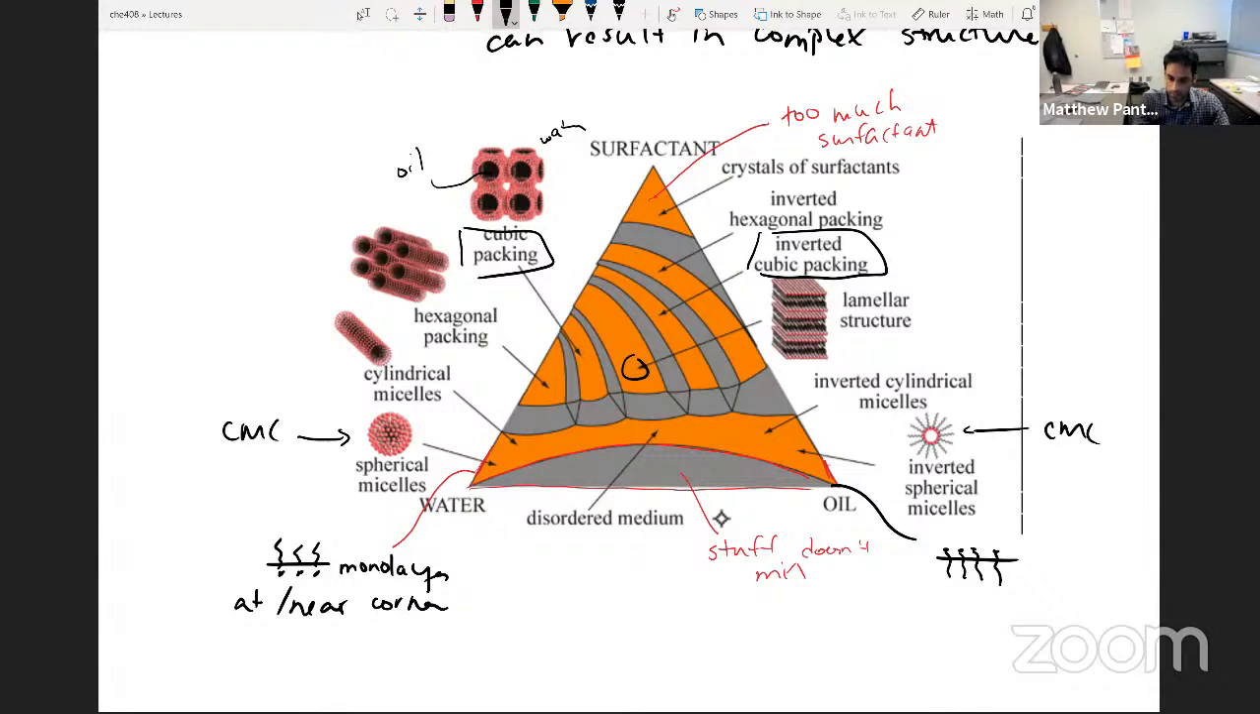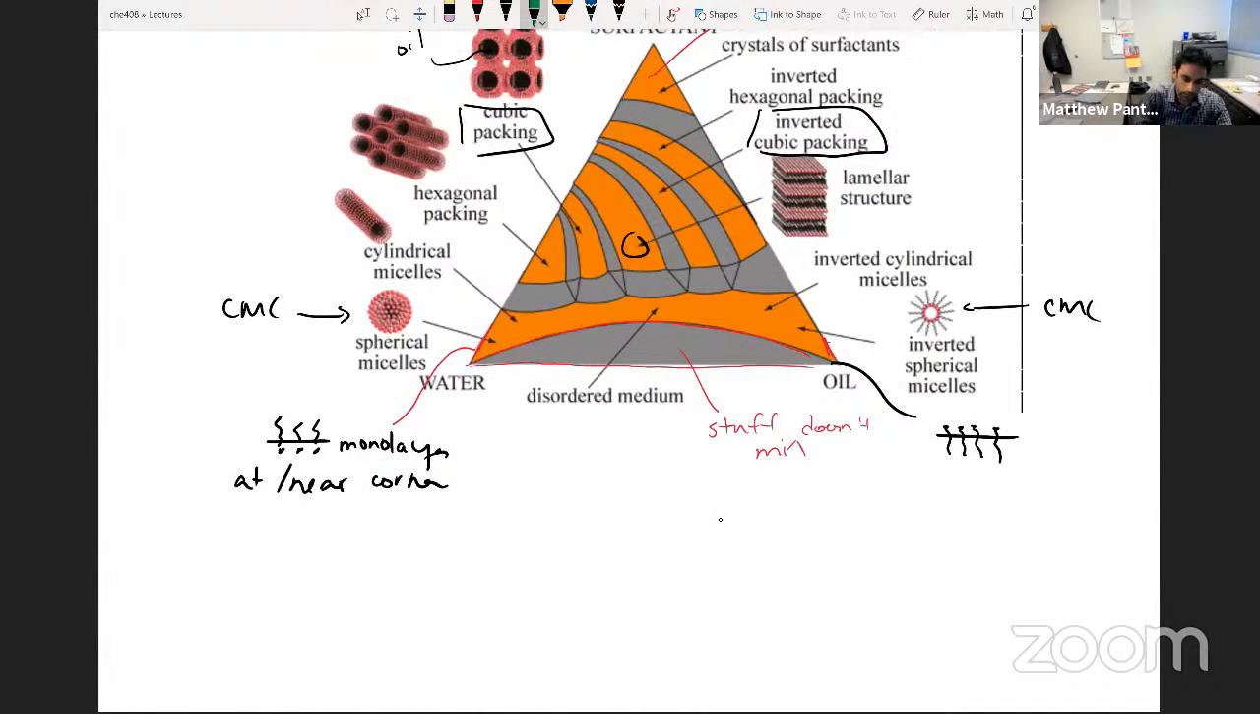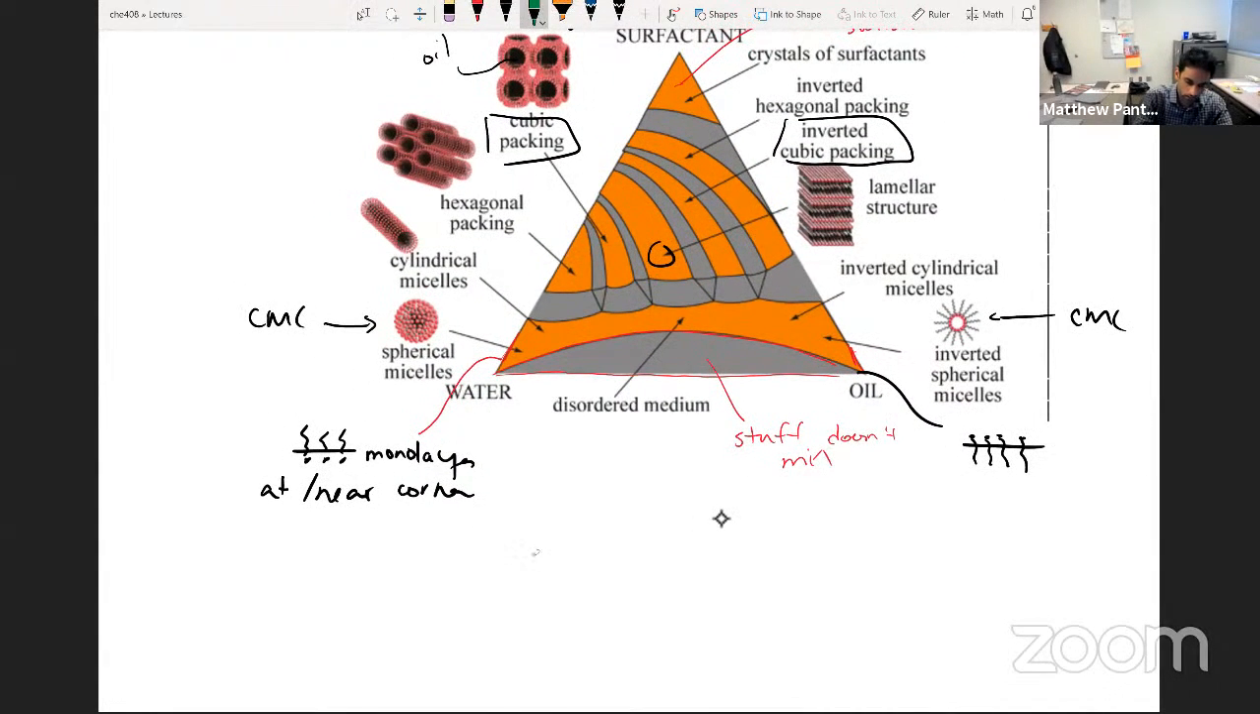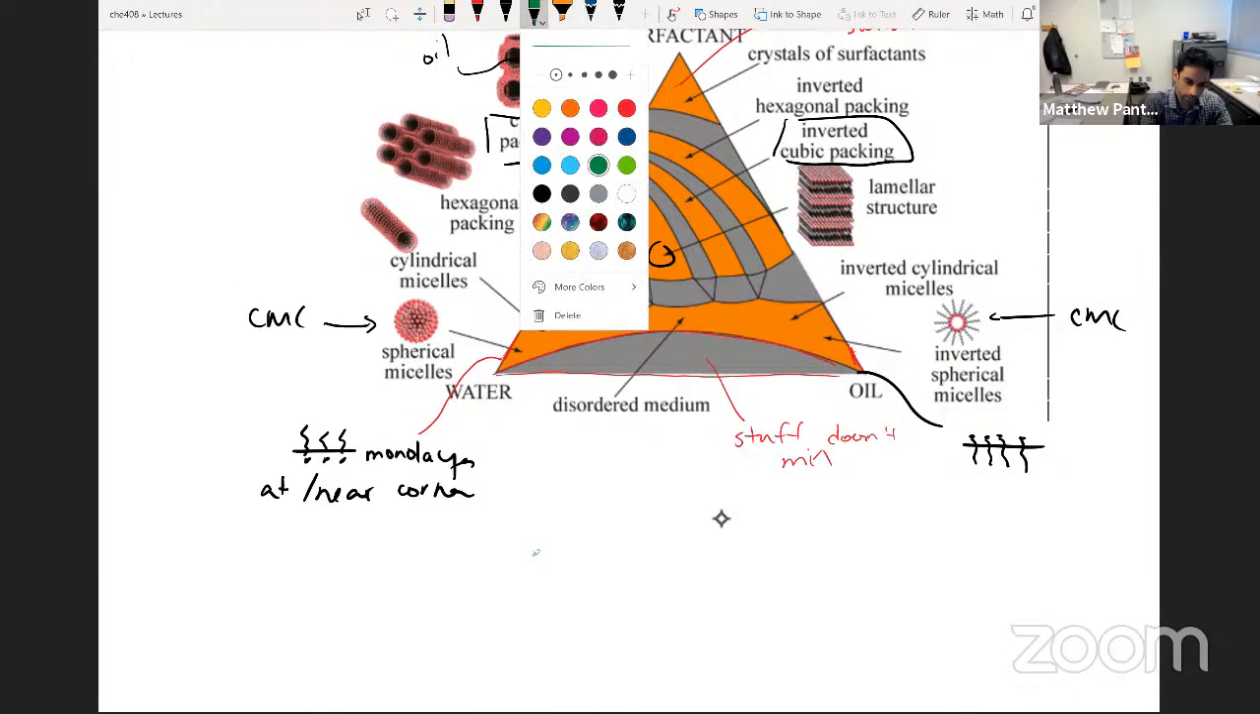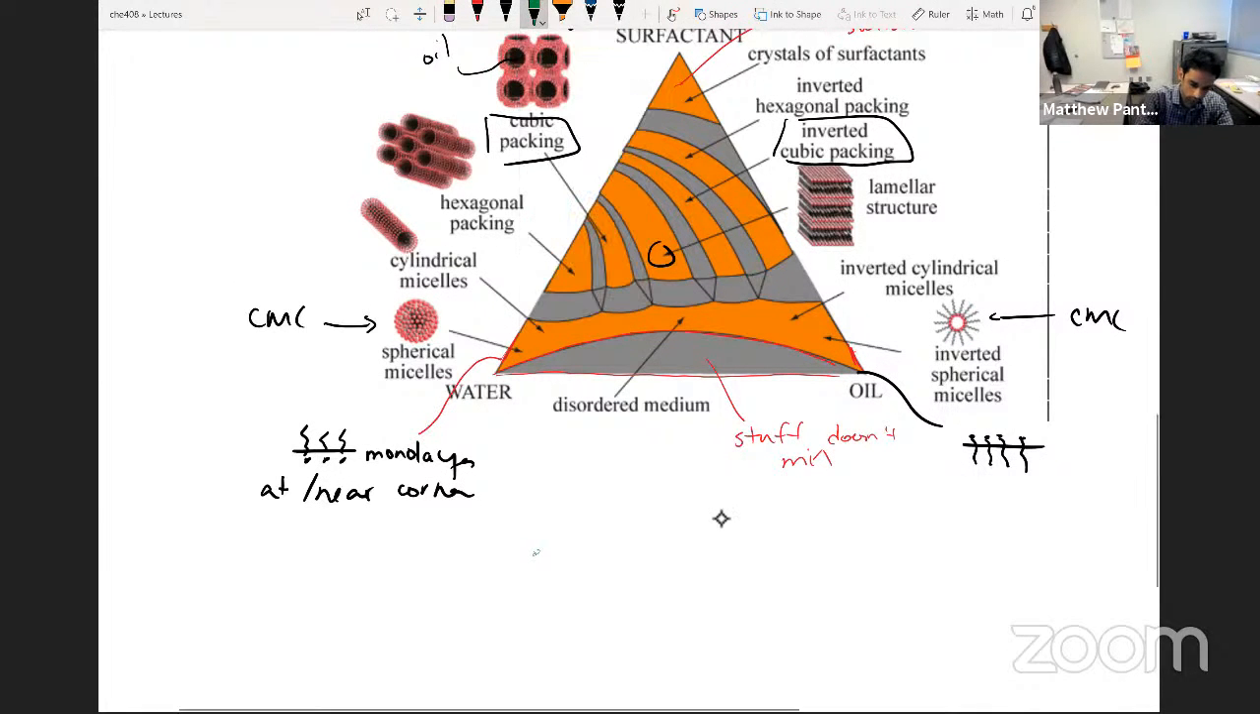And how this looks depends a lot on the particular surfactant. But the main idea that you want to understand here is that the emulsions will change in geometry to minimize free energy.